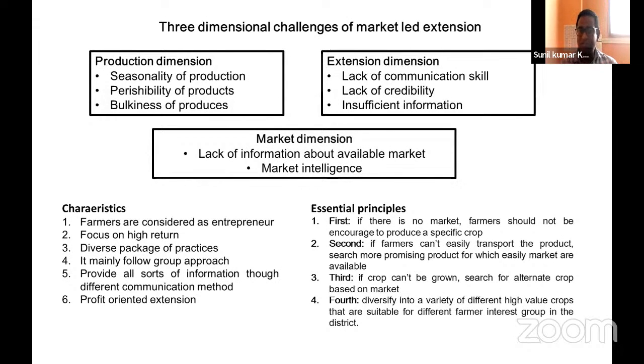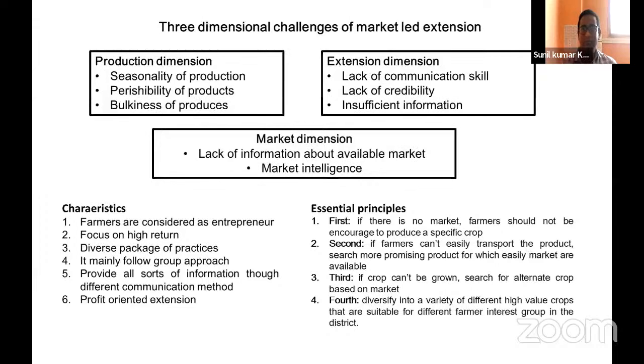transport the product, then more promising products for which markets are easily available should be chosen. Those commodities for which transport facilities are available, you can go for those commodities or products. Third, if a crop cannot be grown, search for an alternate crop based on the market. If you want to grow some crop which can be used for a market, and that crop is not fetching a good price in the market, you can search for any alternate crops based on the market.